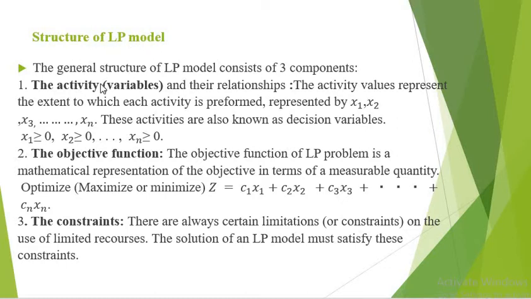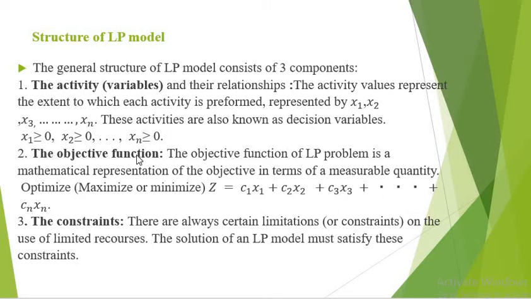Structure of LP model. The general structure of LP model consists of three components. First component is the activity or variables and their relationships. The activity values represent the extent to which each activity is performed, represented by x1, x2, x3, etc., xn. These activities are also known as decision variables because they are under the decision maker's control. All decision variables are continuous, controllable and non-negative. That is x1 greater than or equal to 0, x2 greater than or equal to 0, etc., xn greater than or equal to 0.